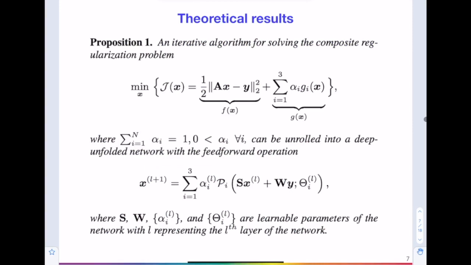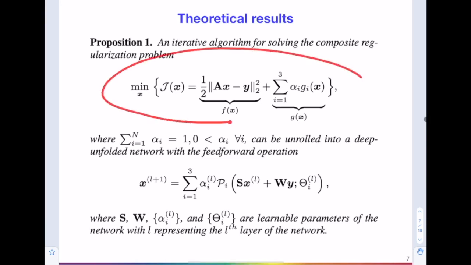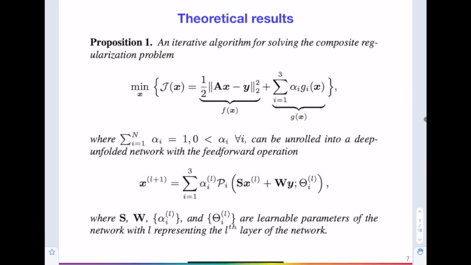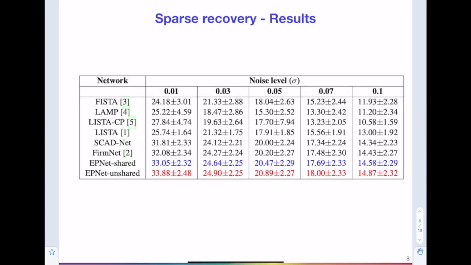We also would like to show that the EPNet shared, where the network weights are shared among the ensemble, results in a deep unfolding network, which corresponds to a composite regularization problem. That results in a stronger backing for the proposed EPNet shared because deep unfolding networks are reliable, understandable, and interpretable. Now we will look at the simulation results.